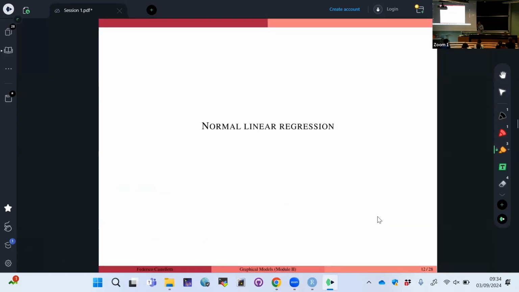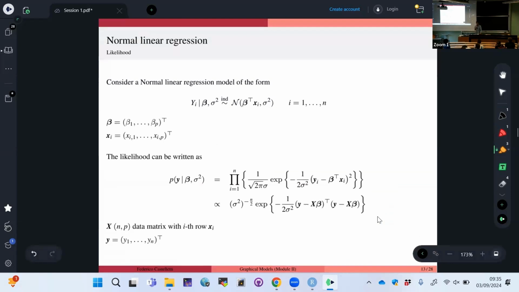Another very basic model that we need to review is the normal linear regression model. The reason is that when dealing with directed acyclic graphs in a Gaussian setting, there is a strict connection with what we will call structural equation models, which are nothing but a set of normal linear regression models. So again, let me fix the notation and review some very useful results about normal linear regression.